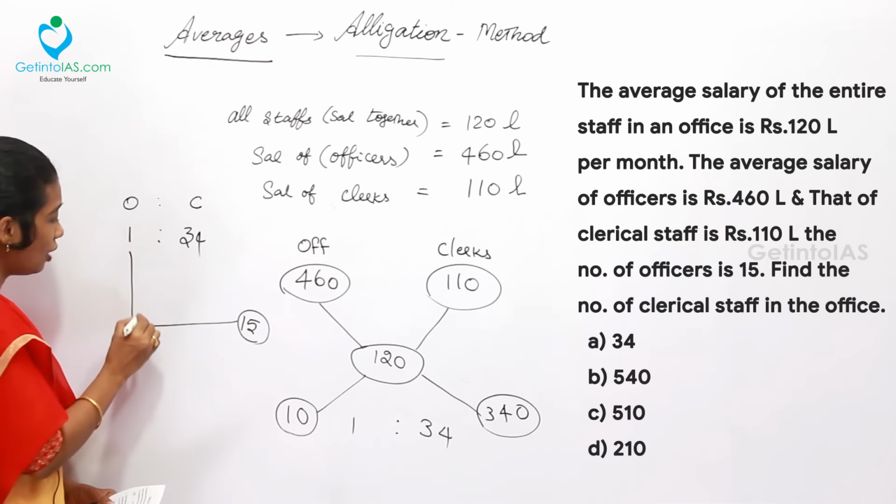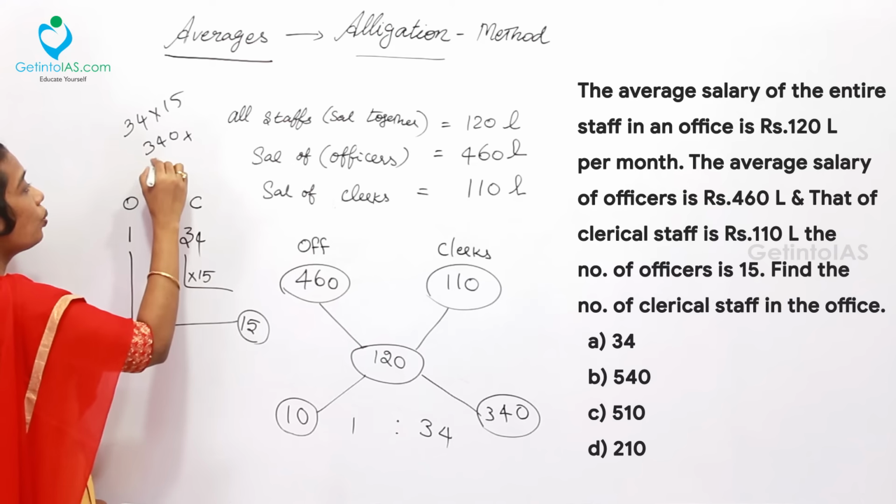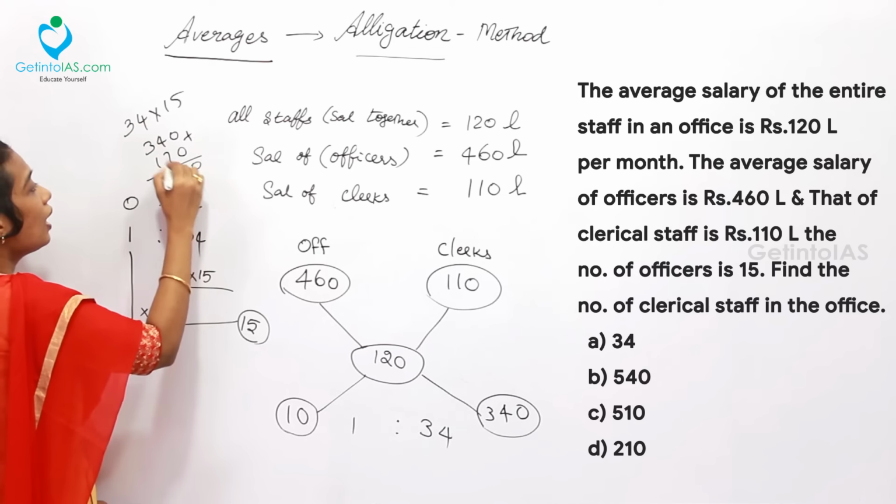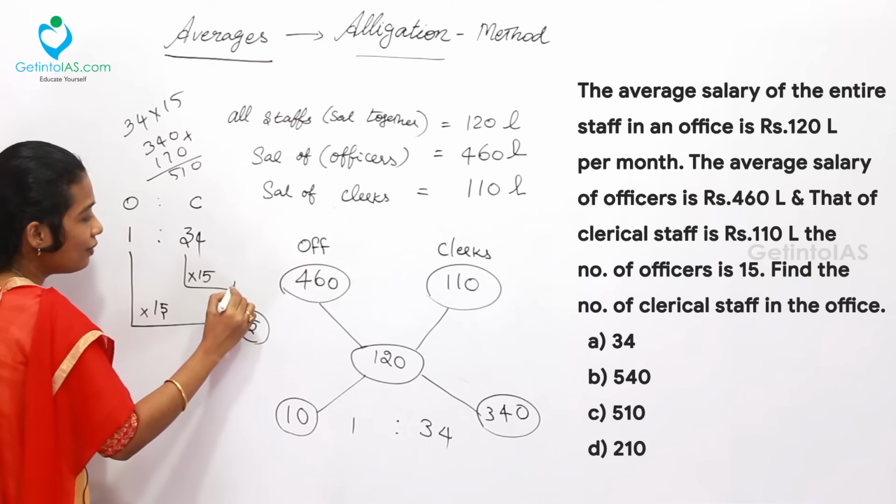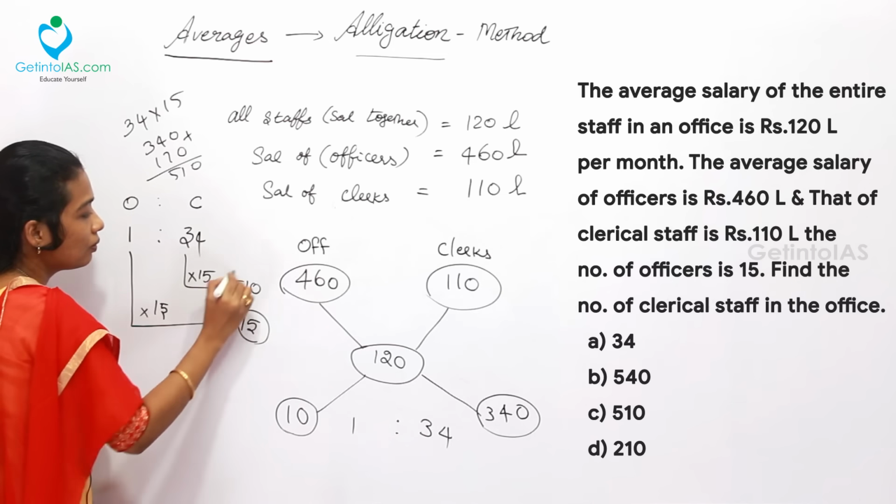What is 34 into 15? You can take it 10 times, which is 340, and half of that is 170. Finally, I will get 510. Totally 510 clerks are there in the office, which is given in option C. Answer: 510. The next question.